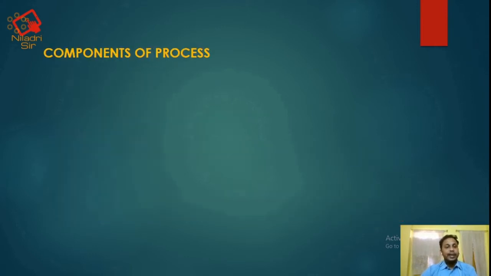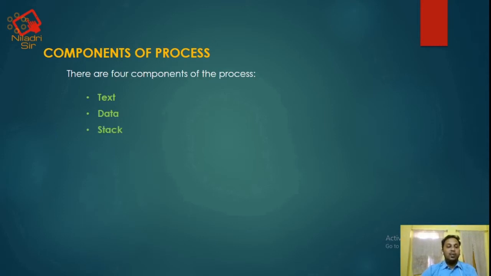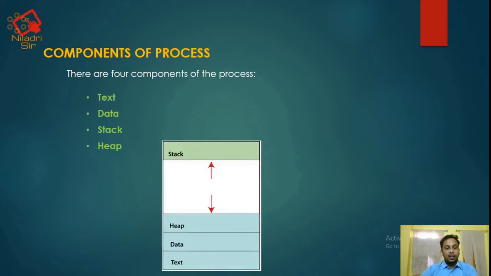Next, what are the components of a process? There are basically four components of a process. Number one is text, second is data, third is stack, and next is heap. You can see this pictorial representation: at the lowest level there is text, above text there is data, then heap, and then the stack. Now let's discuss what text, data, heap and stack are.